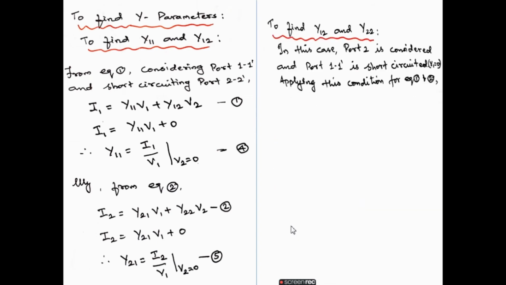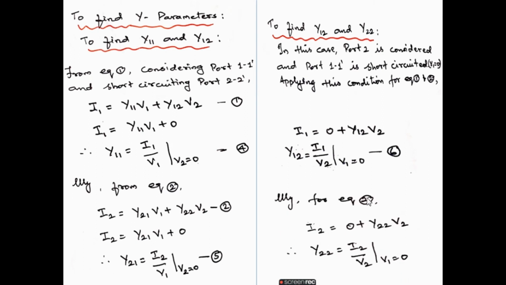Now we consider port 2 and short circuit port 1 and 1 dash. That means V1 becomes 0. If we apply this condition to equations 1 and 2, we get Y12 and Y22. If I put V1 equal to 0, then this term becomes 0. Therefore, Y12 becomes I1 by V2 at V1 equal to 0. In this equation also, one variable is from the input port and one variable is from the output port. Hence, Y12 is also called a transfer admittance.